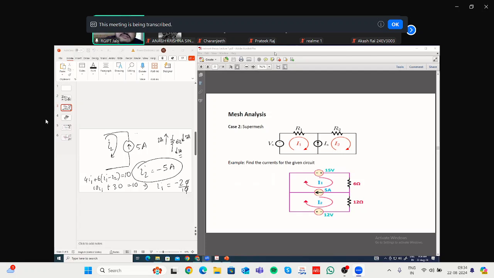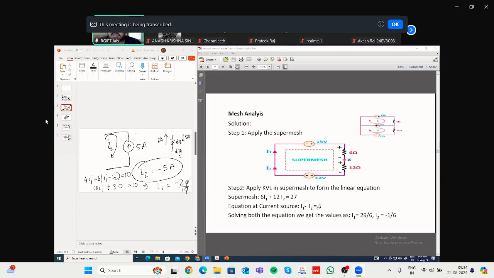Is it clear? Yes, so you have got two equations: I1 minus I2 is equal to 5, and this equation. Two unknowns, two equations, you can just solve it and you will get the answer. So this is the concept of super mesh. In most of the circuits you will get the super mesh where the common current source is shared by two meshes, not three meshes. You will not get those, as three-dimensional circuits are difficult.